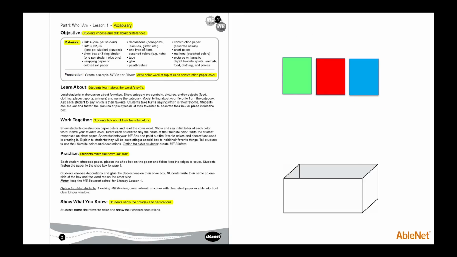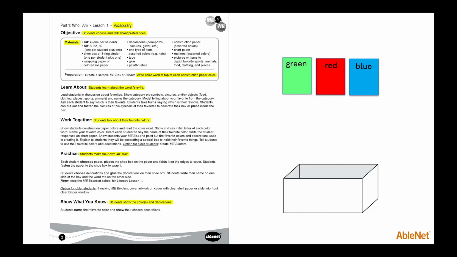Looking now at using these materials in action, in Learn About, teacher models telling about favorites using pick symbols or other images and concrete resources. During Work Together, color words are written to match the color of construction paper sheets to match students' favorite colors chosen. Notice at the end of Work Together there is an option for older students to create a Me binder instead of a Me box. The color they choose in Work Together will be used to create their Me box or Me binder in the practice section.